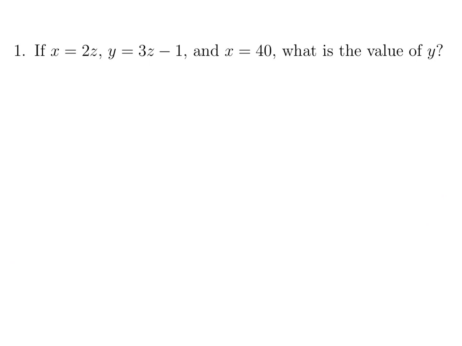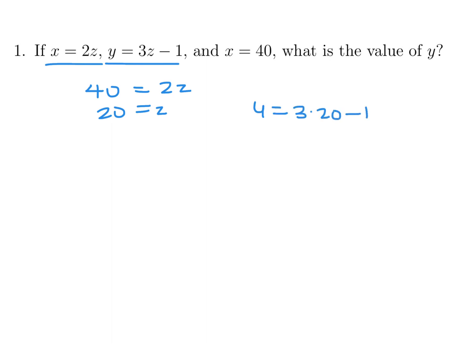If x is 2z, y is 3z minus 1, and x is 40, what is the value of y? So 40 is going to be x, so if we take that, we have 2z, so z is 20. And then if we plug it in, we have y is equal to 3 times 20 minus 1, so that's going to be 59. And I think that's it.